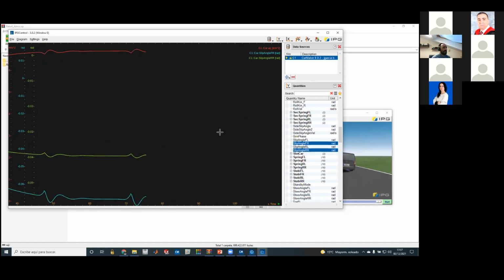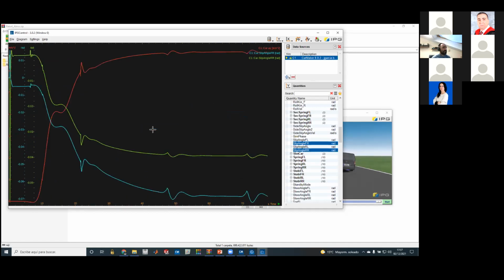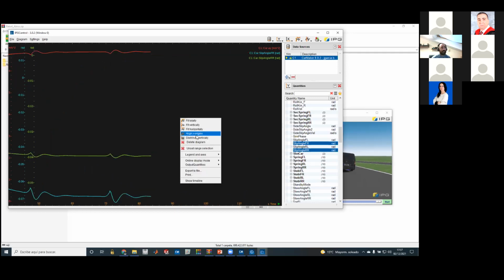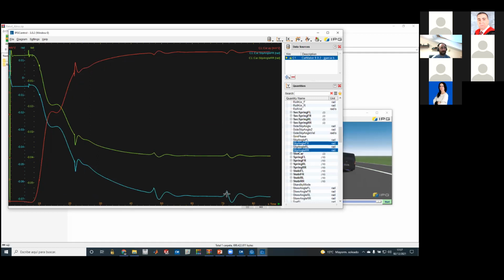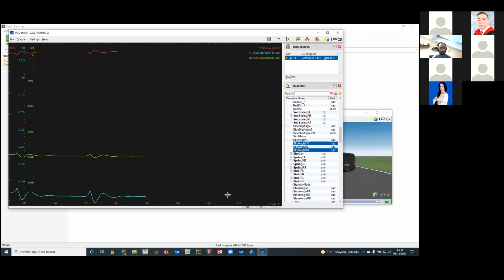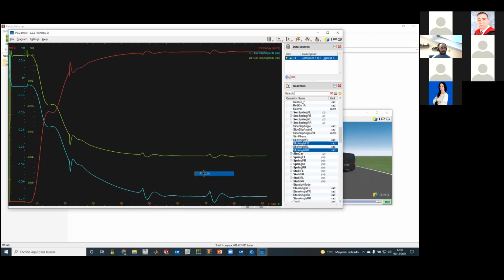Okay, so here, for example, as you can see, what we are achieving is the limit of the lateral traction of the vehicle, identified by this abrupt change in the slip angle of the vehicle.